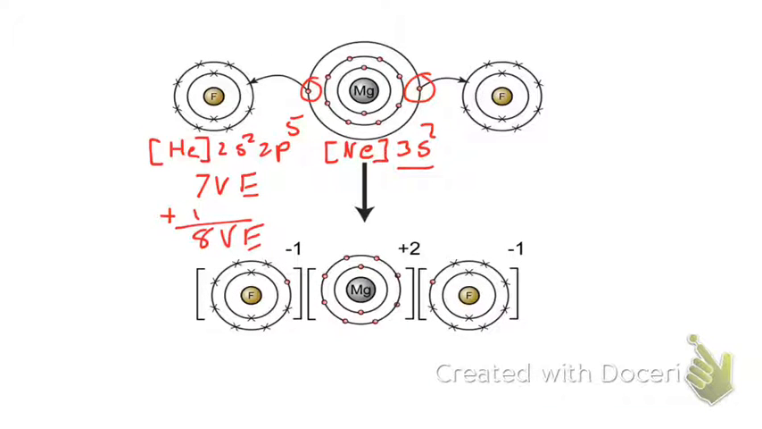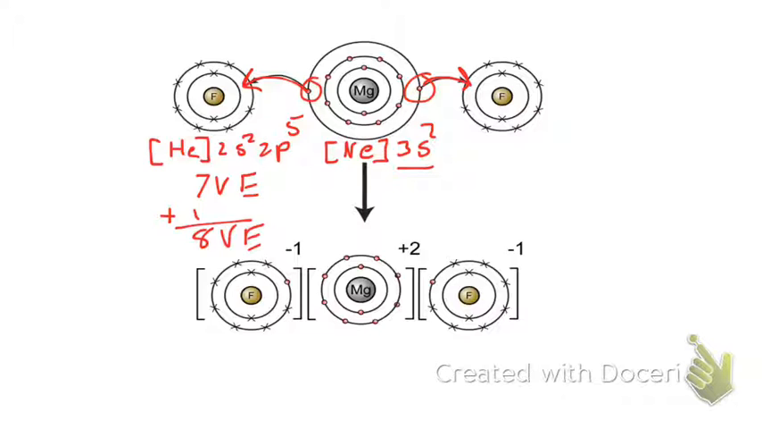To have a complete shell, fluorine is only going to take 1 of the electrons that magnesium has. So in order for magnesium to lose its other electron, it's going to have to transfer it to another fluorine. In this case, we're going to have 1 magnesium and 2 fluorine atoms involved. But let's see what happens when all is said and done.